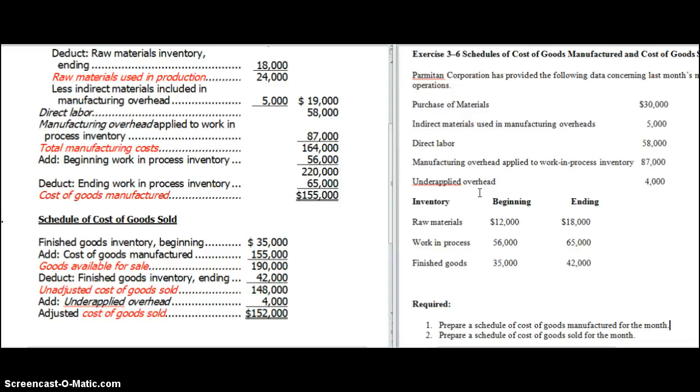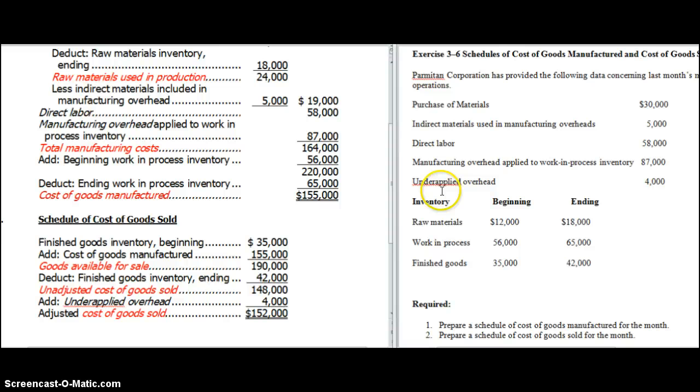Under applied overhead is where the manufacturing overhead applied is less than the actual manufacturing overhead. And over applied overhead is where the manufacturing overhead applied is greater than the actual manufacturing overhead. So in this question, in this case, there is an under applied overhead. When there is an under applied overhead, it means that the cost which is showing is less than what the cost should actually be.